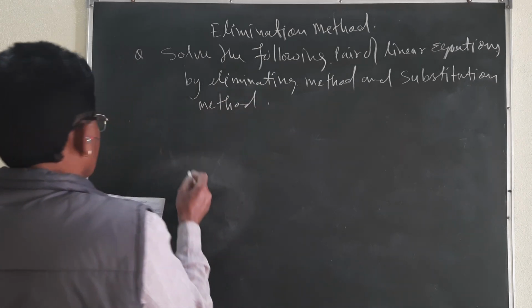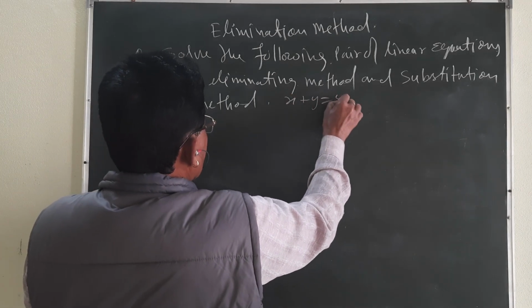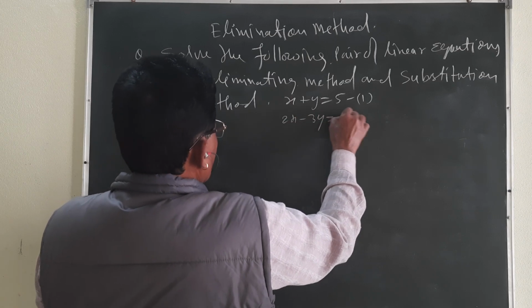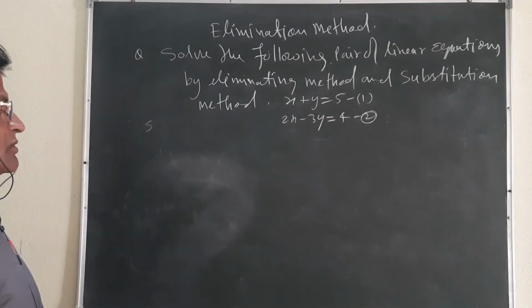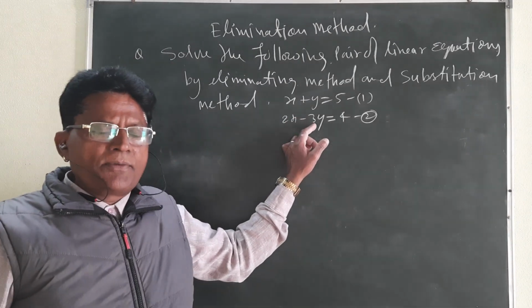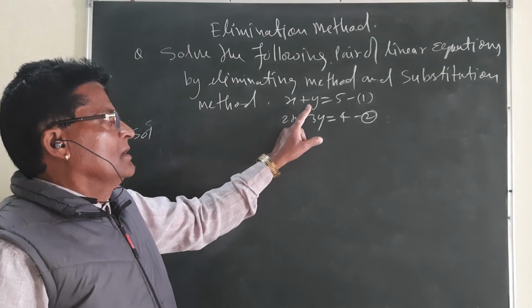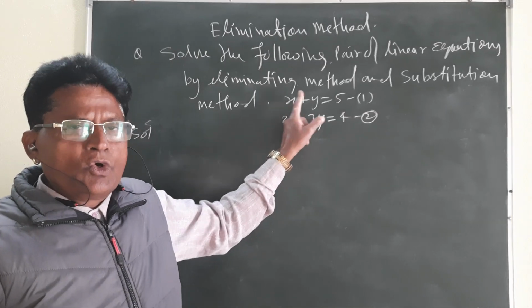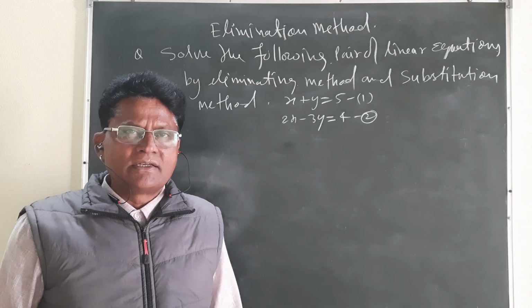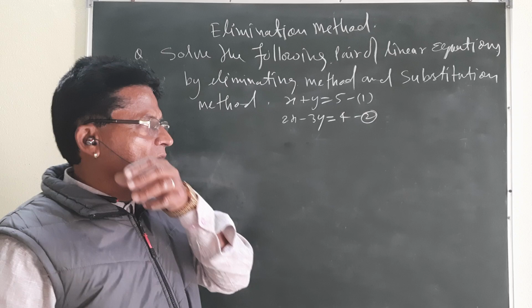Okay, let me take a very important question: x plus y is equal to 5, equation 1, and 2x minus 3y is equal to 4, equation 2. Very simple question. Elimination method means either you eliminate x or you eliminate y. But you can eliminate either x or y only by making the coefficients equal. Otherwise it will be very difficult. How can you make the coefficients equal?